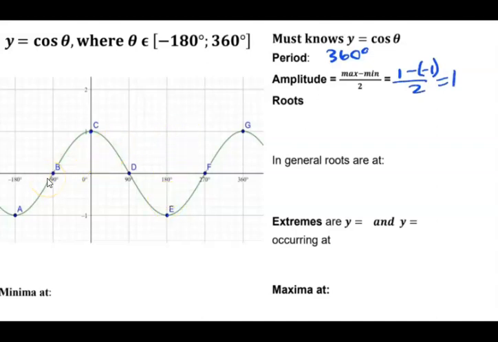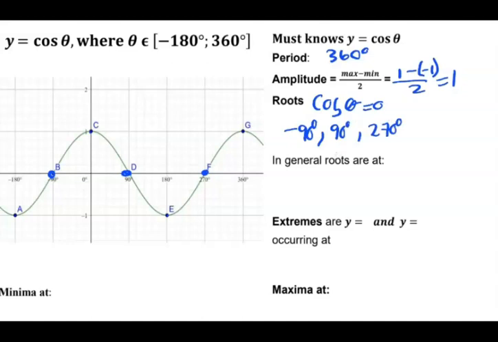If we look at the roots, then we actually want to solve where cos theta is equal to 0, and to do that I can just look at these points here. We notice at B and at D and at F the graph crosses the horizontal axis, so the intercepts with the horizontal axis happen at -90 degrees, at plus 90 degrees, and then at 270 degrees, and so forth.